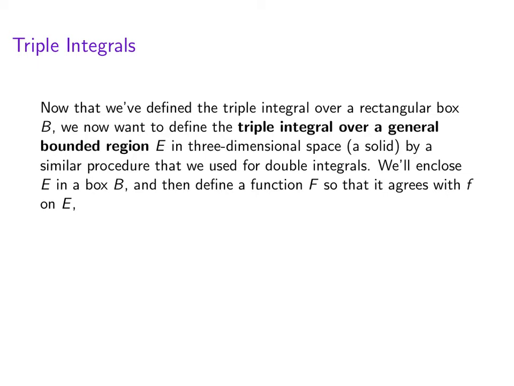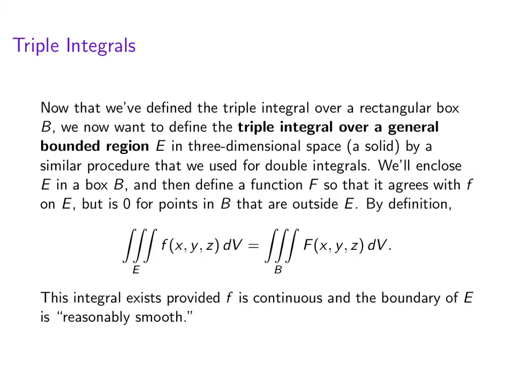We'll enclose our solid region in a box and then define a function, big F, so that it agrees with little f on E, but it's 0 for points in the box that are outside of E. And then, by definition, we're going to say that the triple integral over E of little f is equal to the triple integral over the box B of big F.